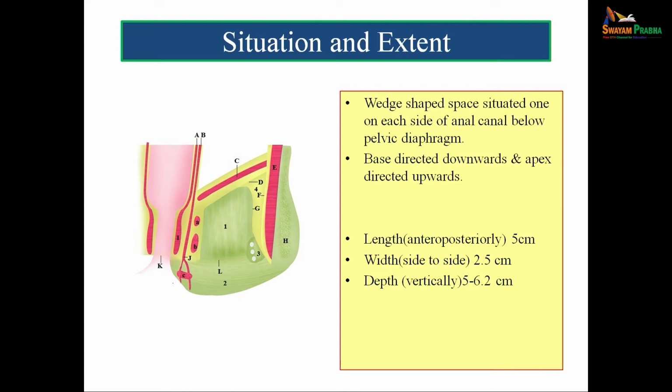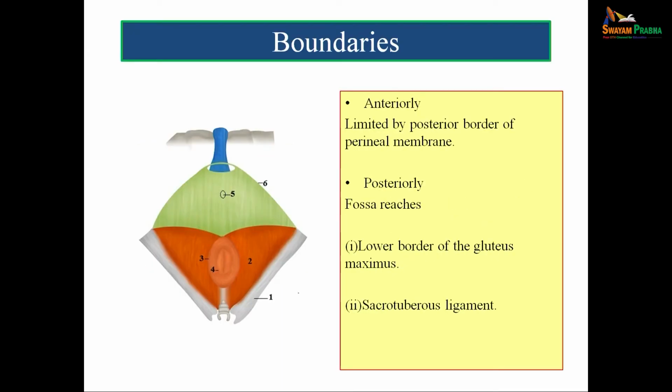The width, or the side to side length, comes out to be 2.5 centimeters, while the depth of this fossa vertically is from 5 to 6.2 centimeters. Why this morphometry is important, we will go into the detail subsequently. At this point of time, I do not want to touch it. So, continuing further with the boundaries of the ischioanal fossa, it has got an anterior boundary and a posterior boundary also.